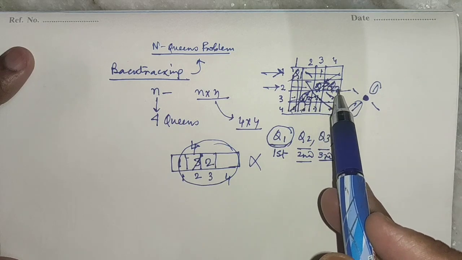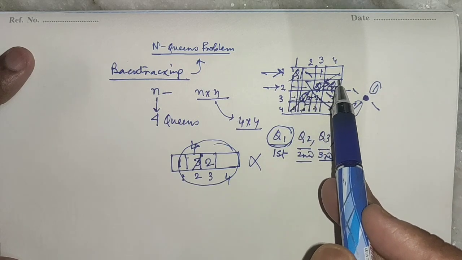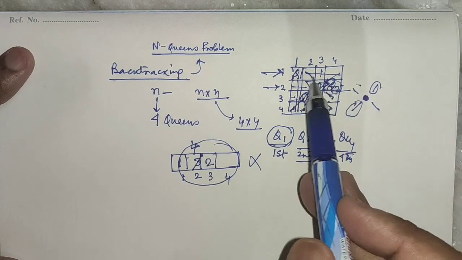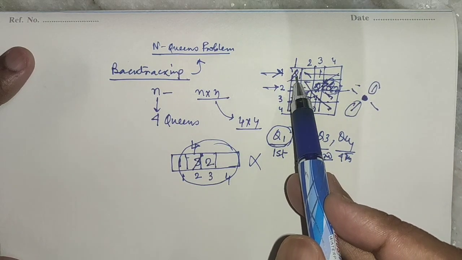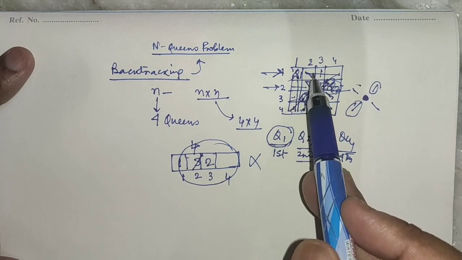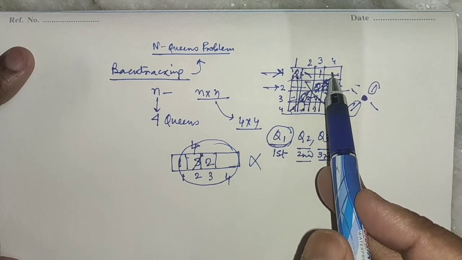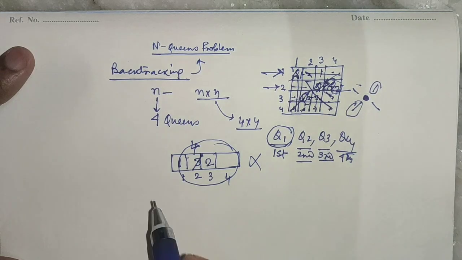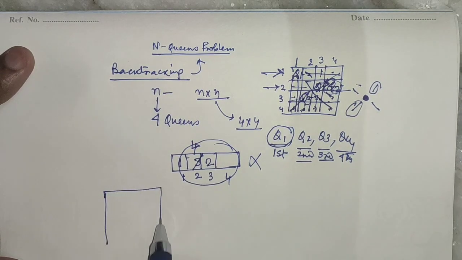So come back to queen 2. That means we are backtracking. Queen 2 doesn't have any option to move further. So go back to queen 1. Queen 1 has 3 pending columns: column 2, column 3 and column 4. So you can easily shift queen 1 from column 1 to column 2. So again we are generating the solution.